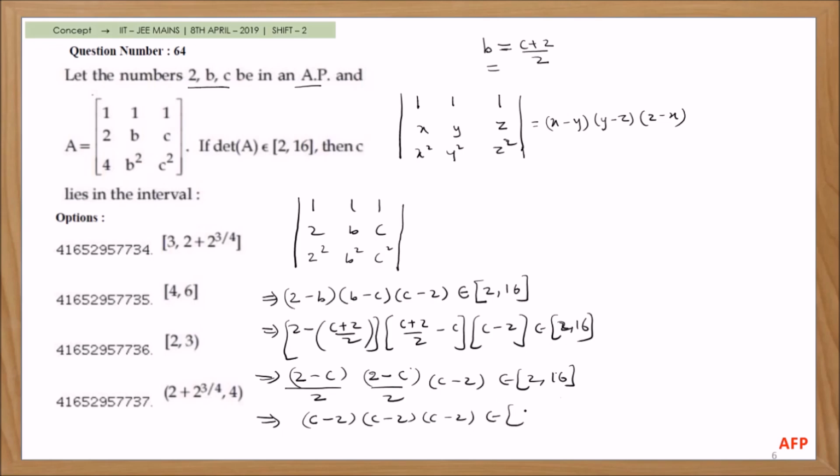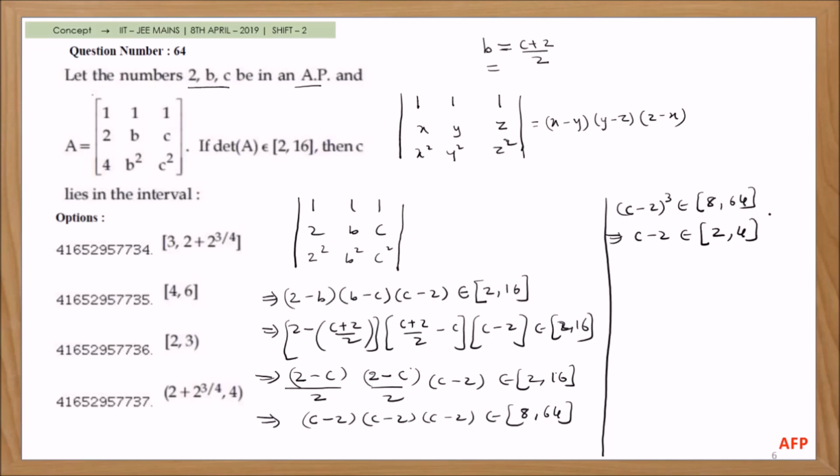So multiplying by 4, for 8 you get 64. So this is (c minus 2) cubed, which belongs to [8, 64]. This implies c minus 2 belongs to [2, 4]. Next, you send 2 to the other side, 2 plus 2 and 4 plus 2. So this implies c belongs to [4, 6]. Your option 2 it follows.